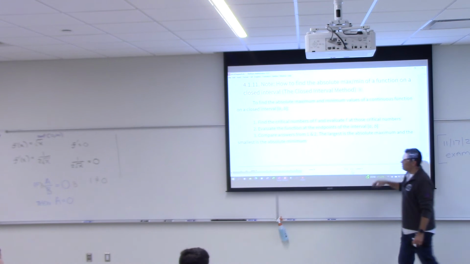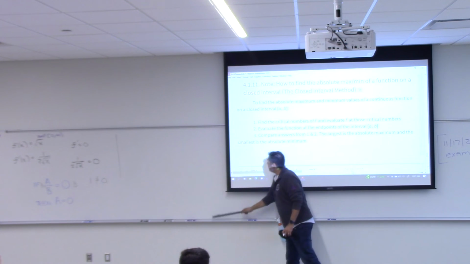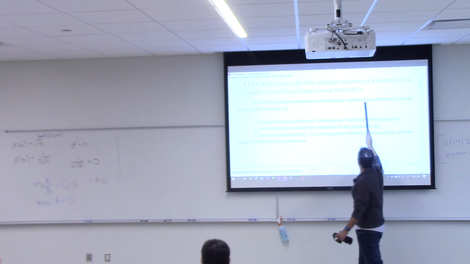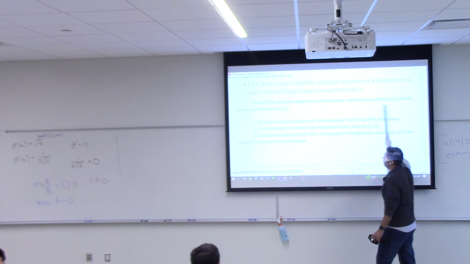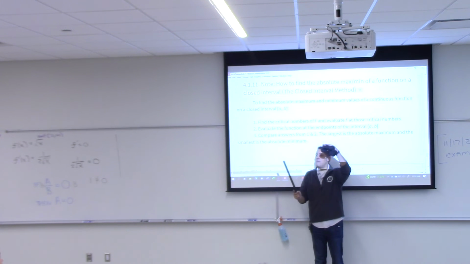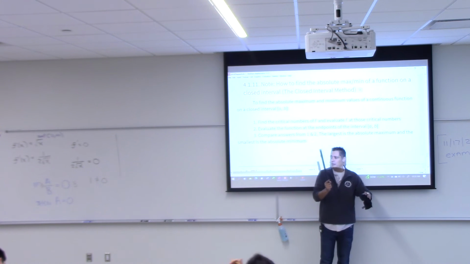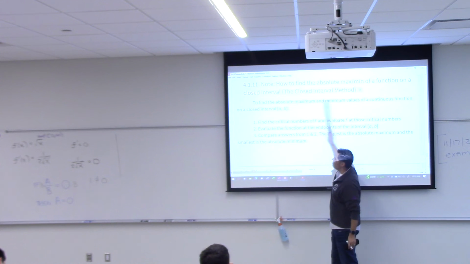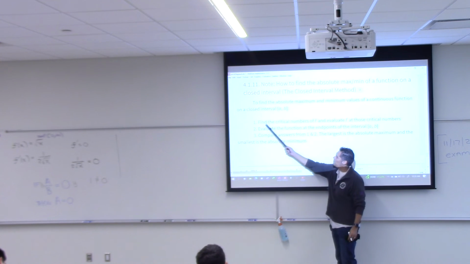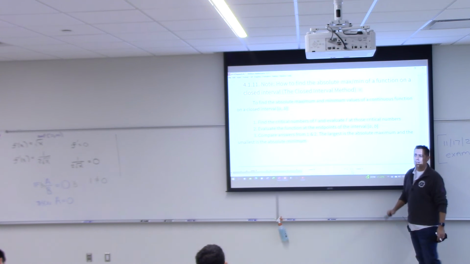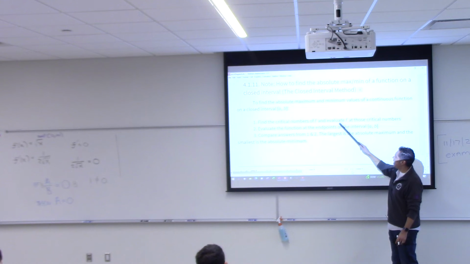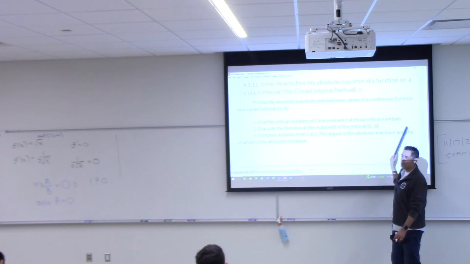So to find the absolute maximum and absolute minimum values of a continuous function on a closed interval. Remember, we said if it was continuous on a closed interval, it has to have an absolute max and an absolute min, right? To find those two values, the first thing we're going to do is find the critical numbers of the function. And then we're going to evaluate the function f at those critical numbers.